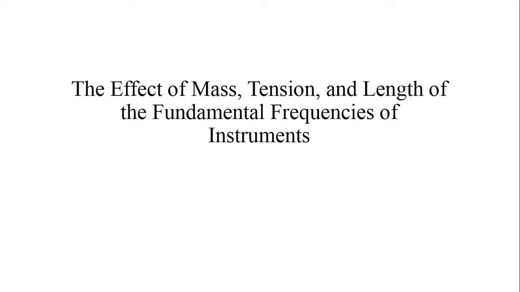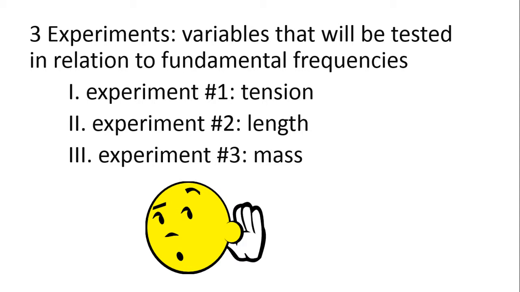In this video, the fundamental frequency of the sound that different instruments produce will always be the independent variable. Since this video is going to explore the different factors that affect an instrument's natural frequencies, the dependent variable will change in each experiment. The first experiment will focus on tension, the second on length, and the third on mass.